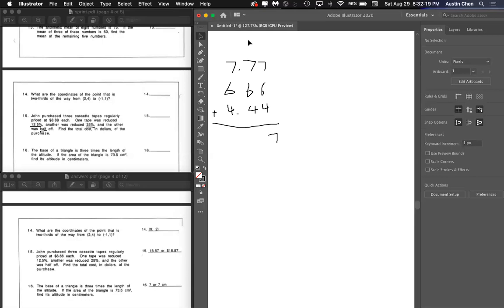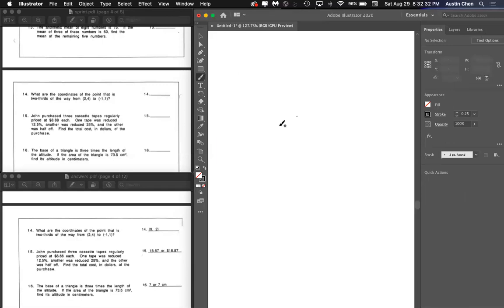Okay, number 16. The base of a triangle is 3 times the length of the altitude. If the area of the triangle is 73.5 centimeters squared, find the altitude in centimeters. Okay, so the area of a triangle is just 1/2 base times height, right? And the height is just the altitude, right?